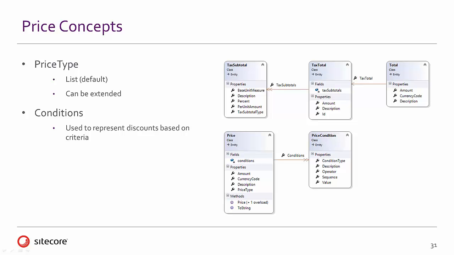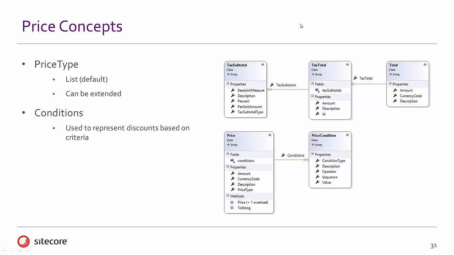So if we look back here at the price model and what was implemented in the NOP Commerce examples, what you can retrieve from the API is basically the amount, the currency code, description, and a price type. And that price type is often something that can be extended or is necessary to be extended for dealing with things like discounts or things like particular member pricing.